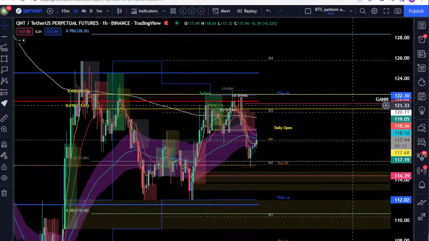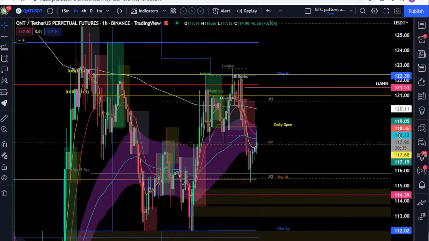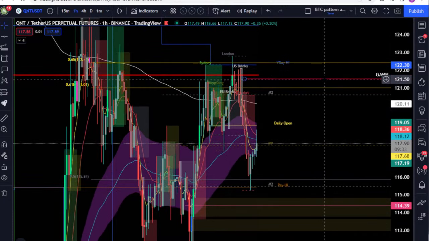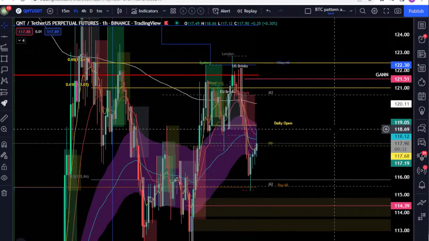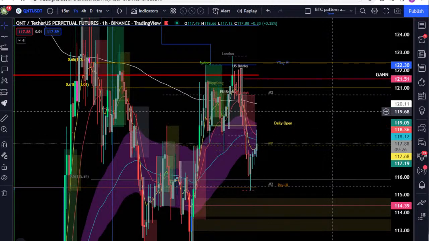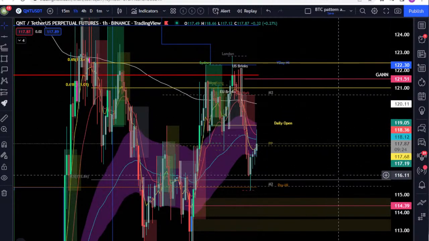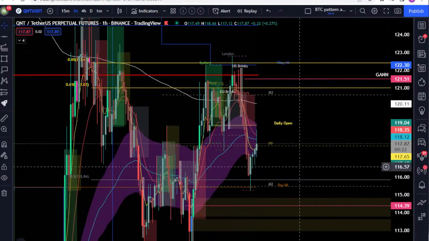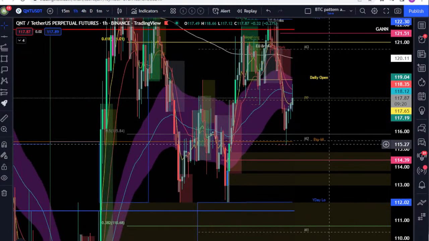I have a Gann level. I showed you the Gann square of 9. I marked it out over here. If Quant goes up, then we're coming up to the 121 or 121.5. It is a possibility for Quant. It's not so far-fetched.